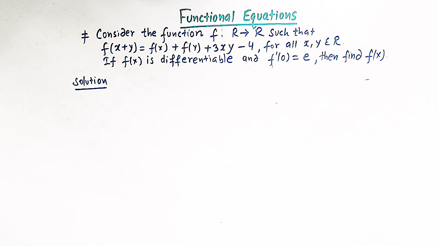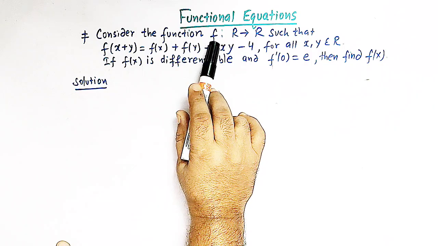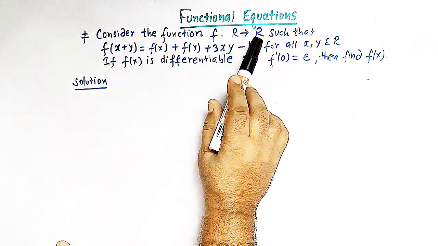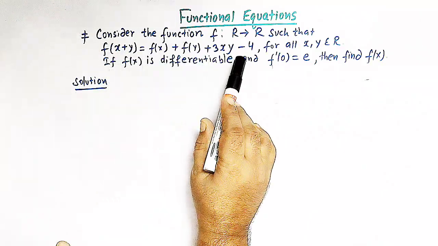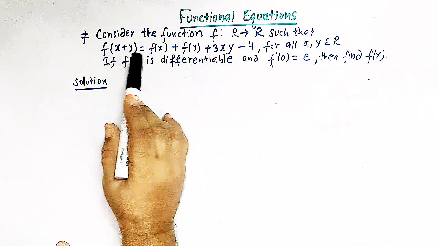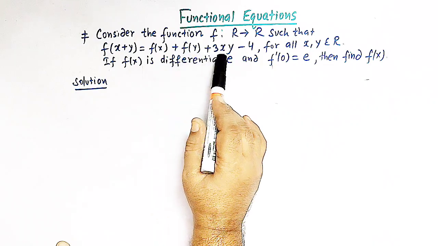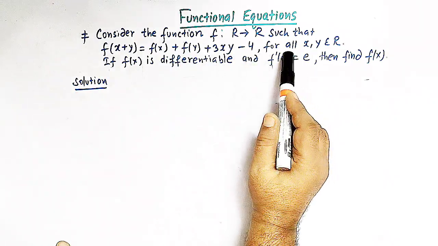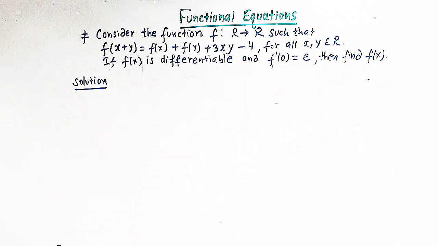Hello viewers, in today's session we are going to discuss another important problem from functional equations. So here we have to solve this problem in which we are given a function f from R to R, where R is the set of real numbers, and we have this equation: f of x plus y is equal to f of x plus f of y plus 3xy minus 4, for all values of x and y belonging to the set of real numbers.